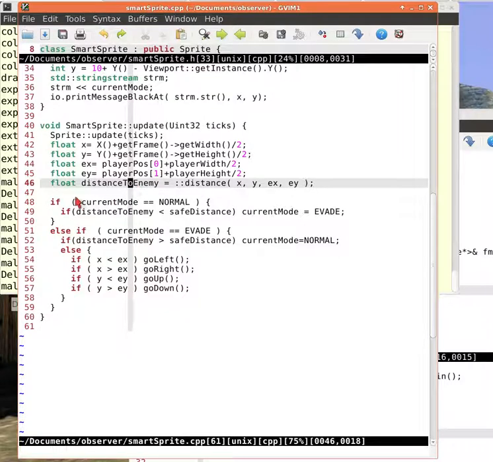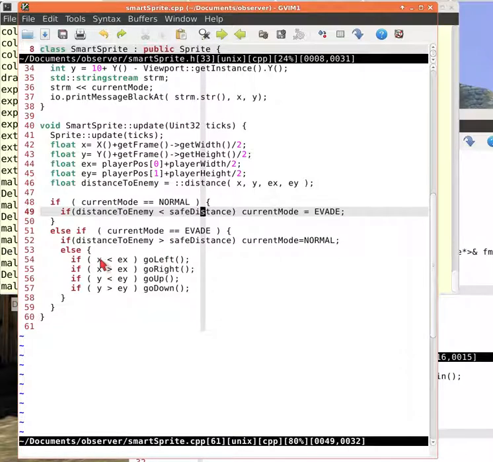Then I check what mode I'm in. If I'm currently in normal mode, and my distance to the enemy is less than whatever that safe distance was, I've got to say, whoa, I'm out of here. I've got to get out of here. So I set to evade. If I'm in evade and I'm far enough away from the spinning star, then I switch to normal mode. And you kind of saw that. Otherwise, I'm in trouble and I've got to evade. So if I'm in evade and I can't change to normal, then I've got to keep evading.